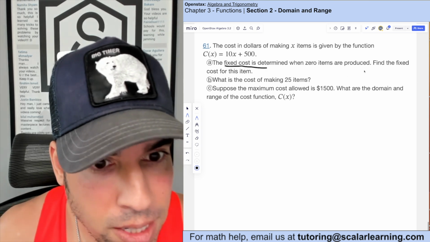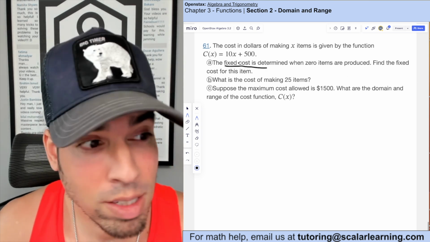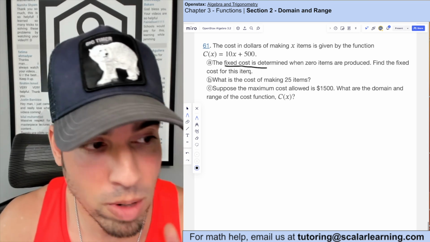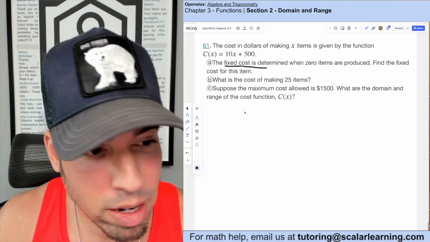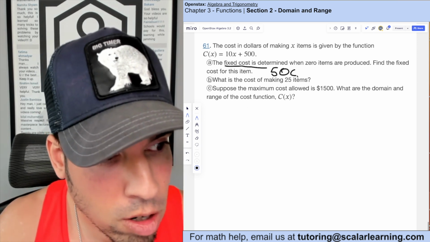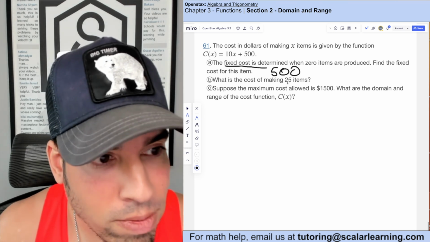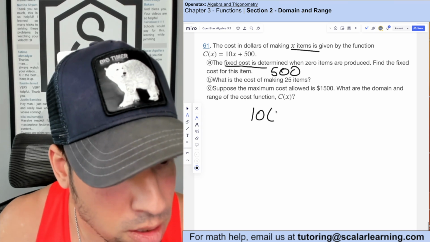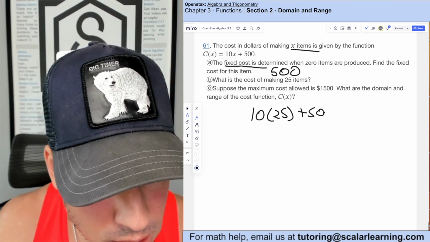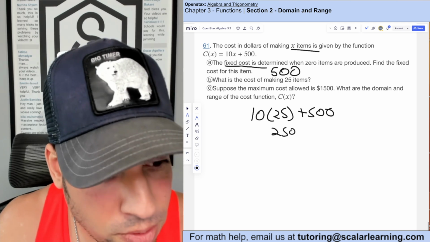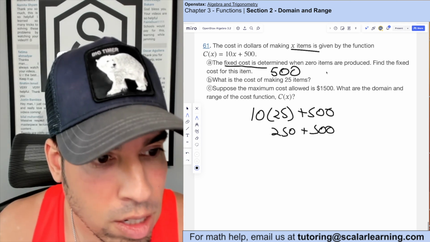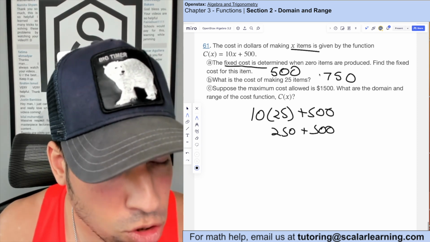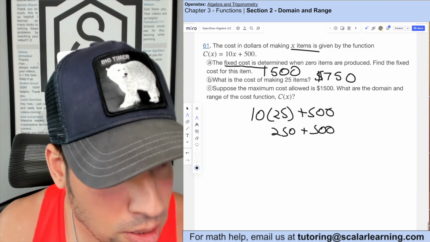Here we have a function for cost, and we're asked the following. What is the fixed cost? So the fixed cost, this is a linear equation. Fixed cost is usually my starting cost when x is 0. So in that case, that would be like the y-intercept, which would be 500. And then it said, what is the cost of making 25 items? Well, x is the number of items. This is straight plug and chug. So I'd plug in 25 for x and then see what I get. 10 times 25 is 250 plus 500 gives me a value of 750. Of course, this is in dollars, I assume, so we could even put a little $750 value if we wanted to.